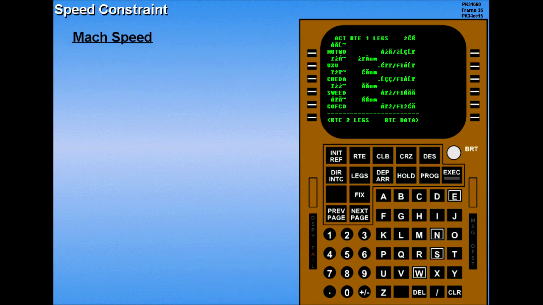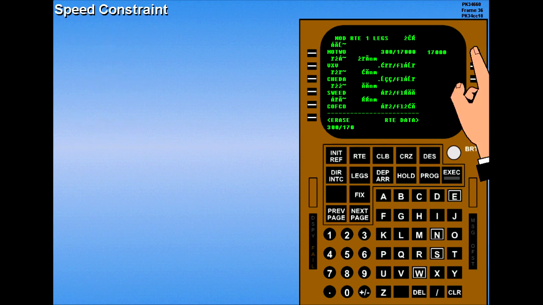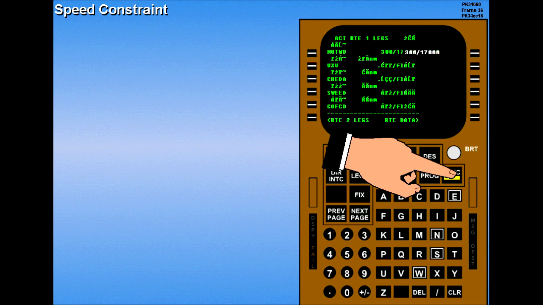A valid Mach speed constraint is a decimal point with 1, 2, or 3 digits, followed by a slash mark. A valid airspeed constraint is 3 digits, followed by a slash mark. The speed constraint must be followed by an altitude constraint, unless one has already been entered. When the speed constraint is line selected and executed, the altitude line will display both constraints.